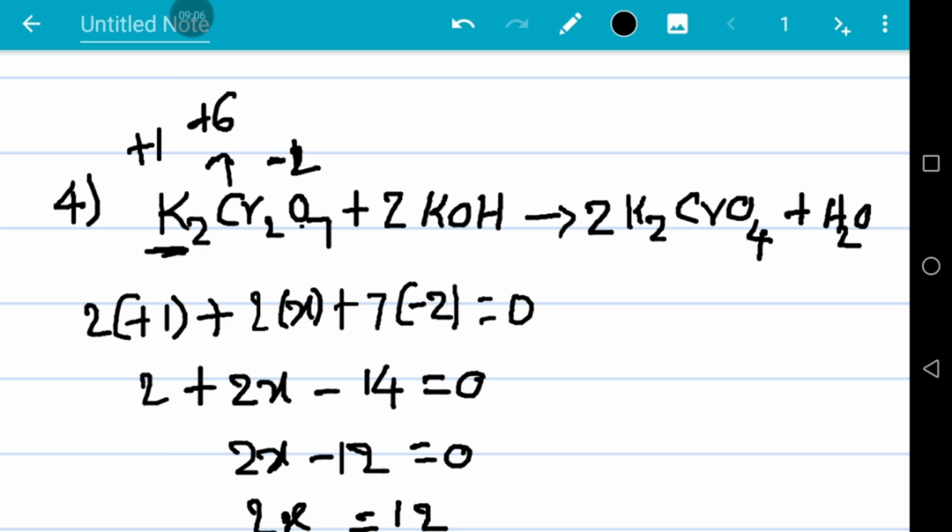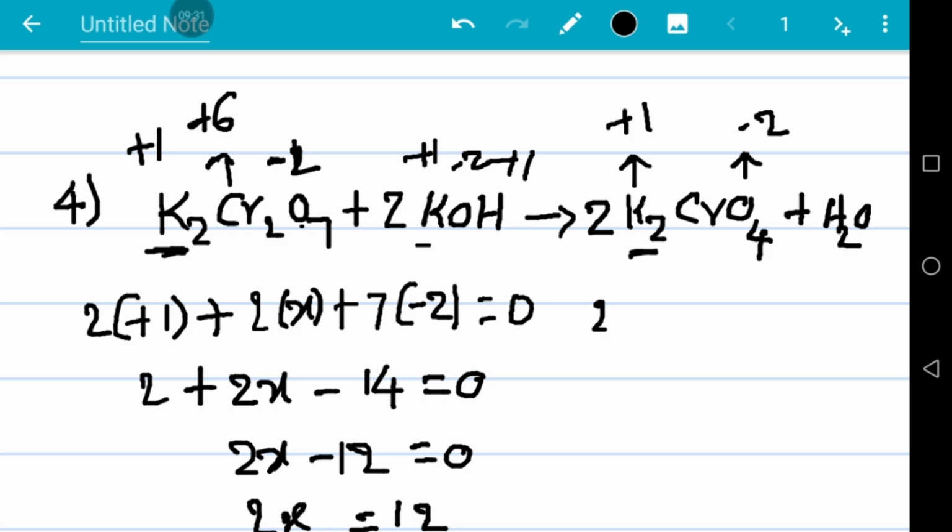Next, in KOH, potassium oxidation state is plus 1, oxygen is minus 2, and hydrogen is also plus 1. So these are the oxidation states. Next, in K2CrO4, potassium oxidation state is plus 1, oxygen is minus 2. Next, calculate the chromium oxidation state.